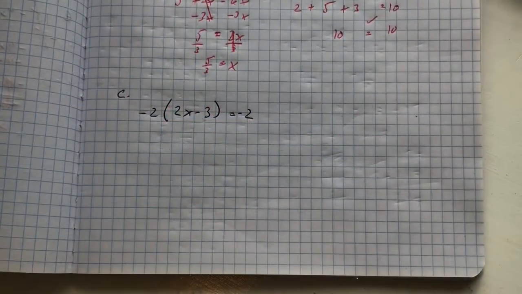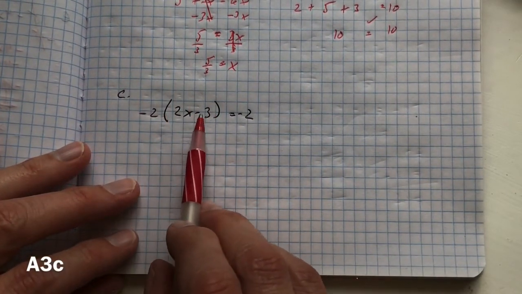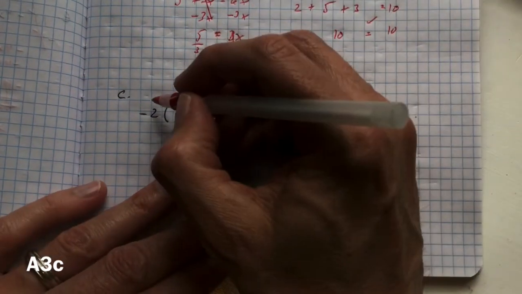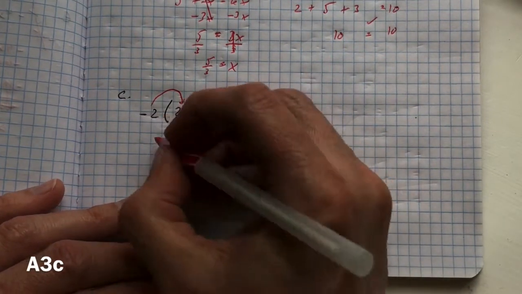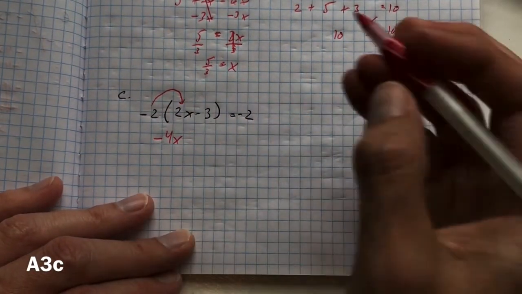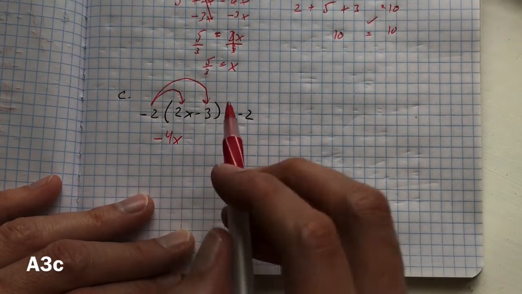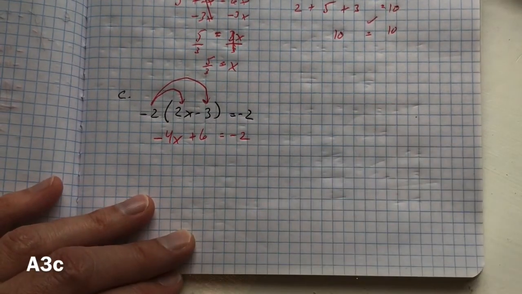All right, 3C. Let's take a look at what we have here. Again, we've got negative 2 times the quantity (2x minus 3) equals negative 2. So let's distribute that through. Now be careful, this is a negative 2. Negative 2 times positive 2x is going to be a negative 4x. And then negative 2 times negative 3 is going to end up being a plus 6, equals negative 2.